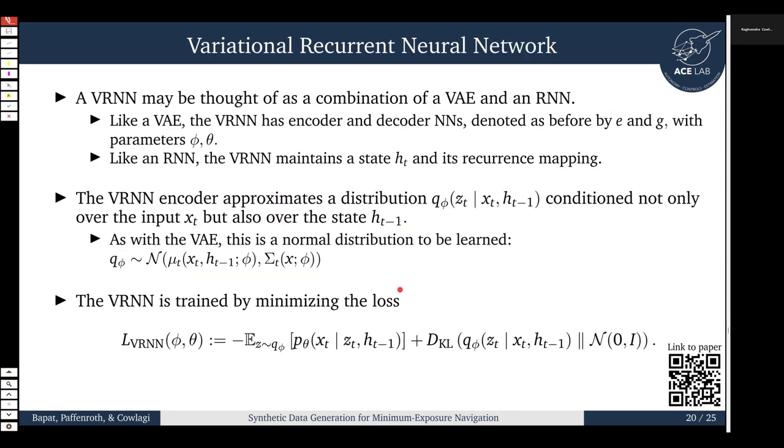So now we go to the combination of these two things, the variational autoencoder and the recurrent neural network, to come to what's called a variational recurrent neural network, VRNN, which is roughly speaking a combination of these two.